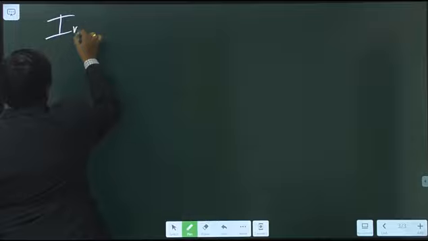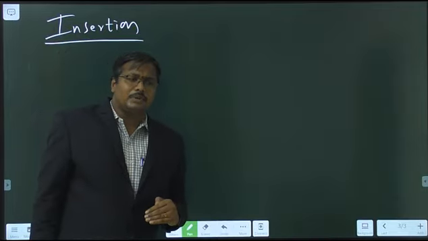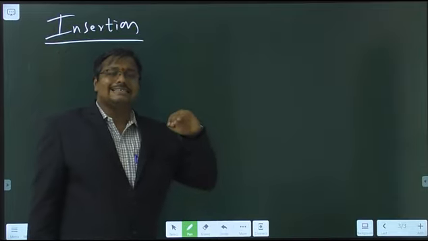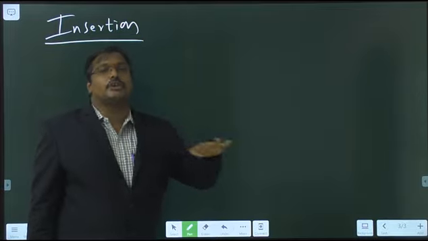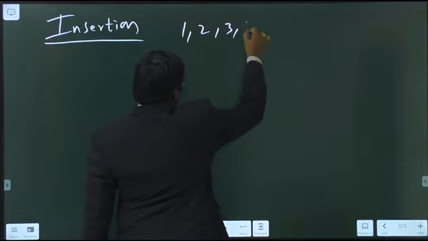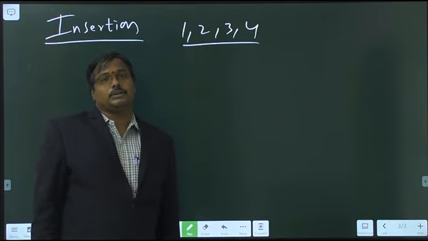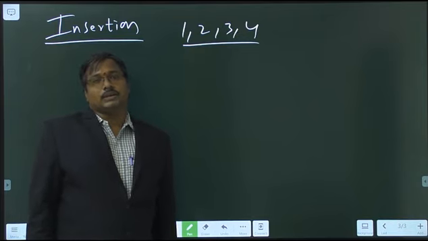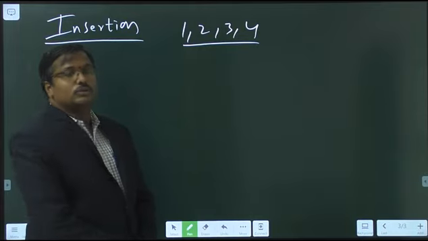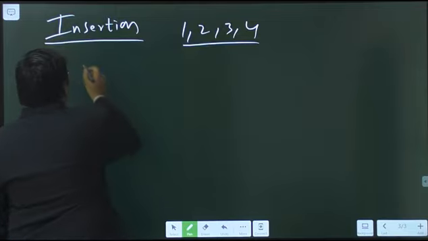Next, how to perform an insertion operation here? Insertion operation phase 1 is done like a binary search tree only. Say for example, the same example I am taking. First I am taking a simple example. Later I will go for a complex one. Say, 1, 2, 3, 4.